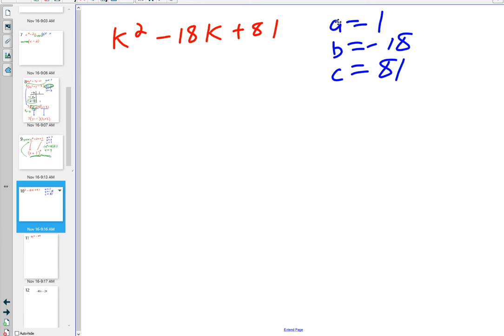Are the first and last term positive? Are the first and last term perfect squares? Yes, they are. So let's do that test. Let's see if we can save ourselves a chart. B is negative 18, so let's square that. That would have to be equal to 4 times A times C.